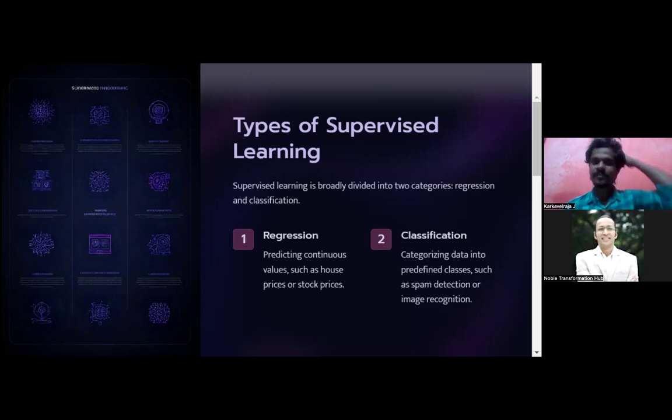Yes, so types of supervised learning, guys. One is regression and the other one is classification. So regression, don't go by words, guys. They look like very jargons. Just try to understand the meta meaning of the definition and the words. Regression is just predicting continuous value such as house price or stock price.